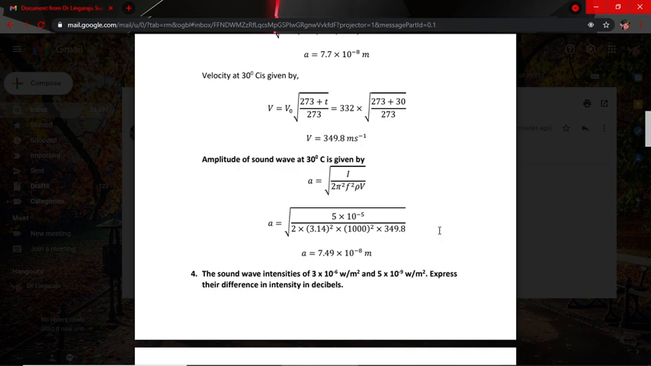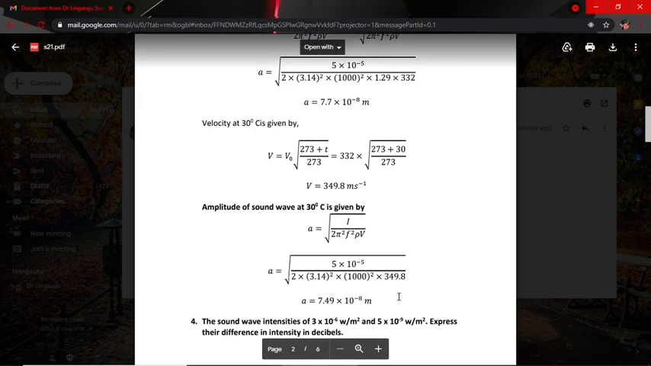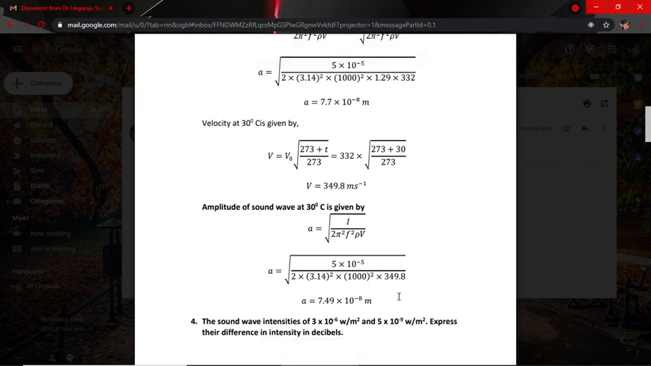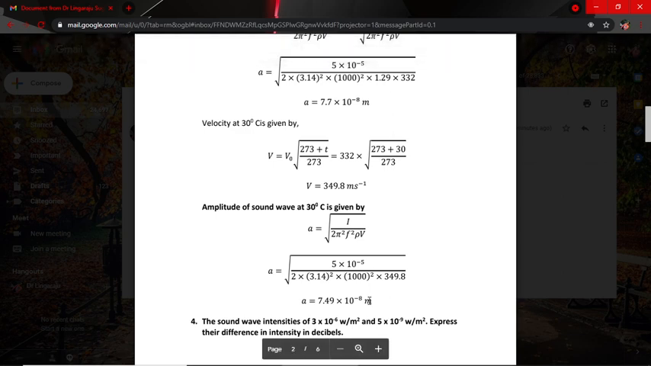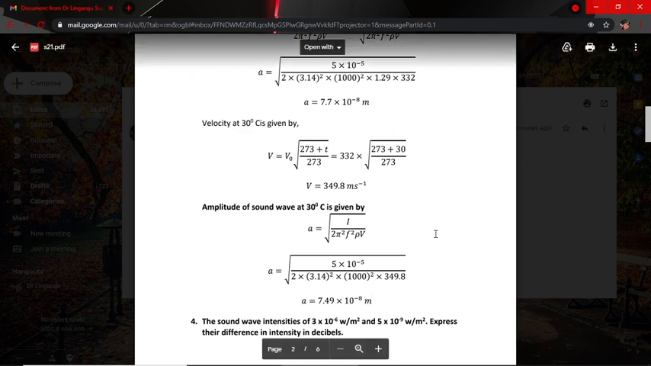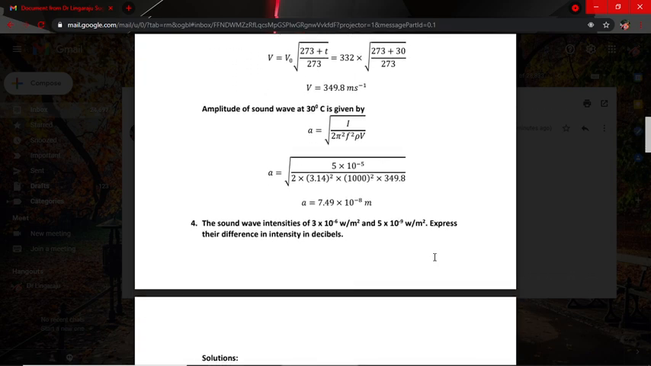Knowing the amplitude from this, just compare it. If it is at STP, what is the value of this amplitude A? If it is at 30 degrees Celsius, what is the value of the amplitude? The amplitude decreases by around 0.1 or 0.2, that's all. So that is the value of the amplitude of this frequency of sound waves.